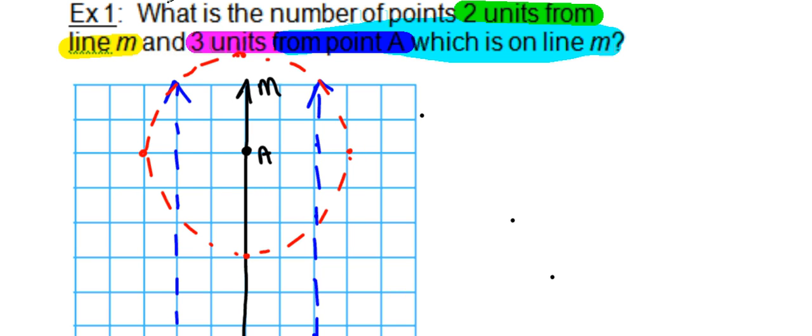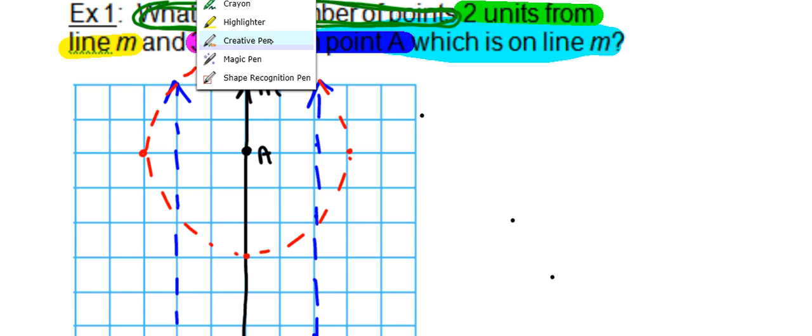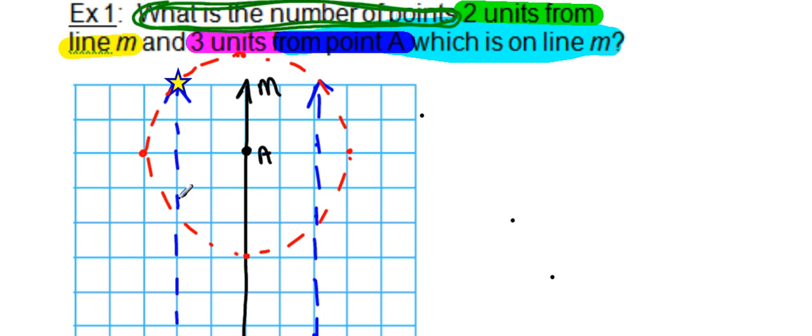And the question here is asking me what is the number of points that satisfy both those criteria. So what is the number of points that is both on my red dotted locus and at the same time on my blue dotted locus? Well, if I take a look here, I've got 1 point, 2 points, 3 points, 4 points that are in both loci. Those are going to be the points that satisfy both criteria or both conditions. So 4 points.